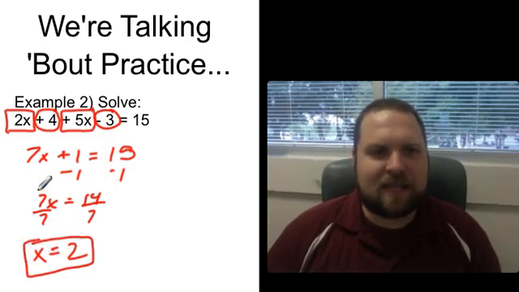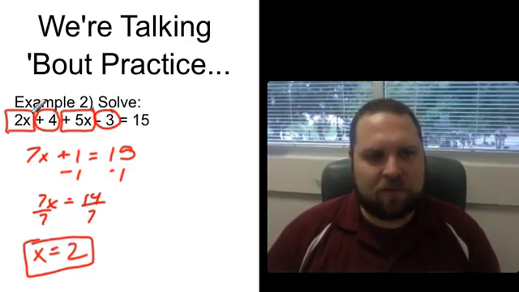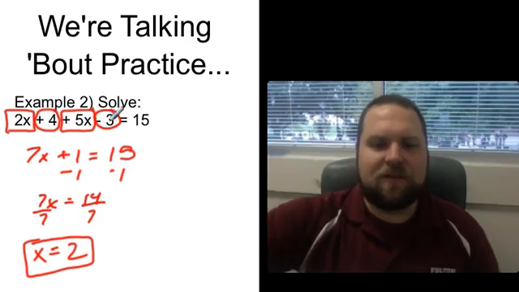And as always, I can substitute that back into the original equation to see if I'm right. 2 times 2 is 4, 4 plus 4 is 8, plus 5 times 2, which is 10, so that's 18. 18 minus 3 is, of course, 15.